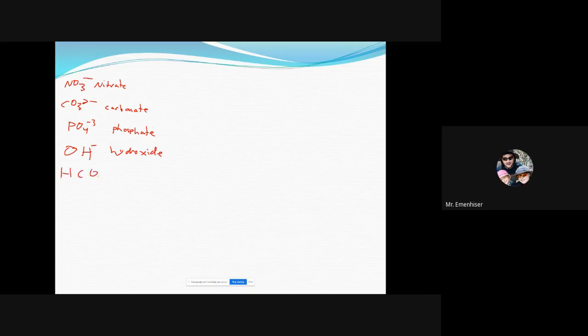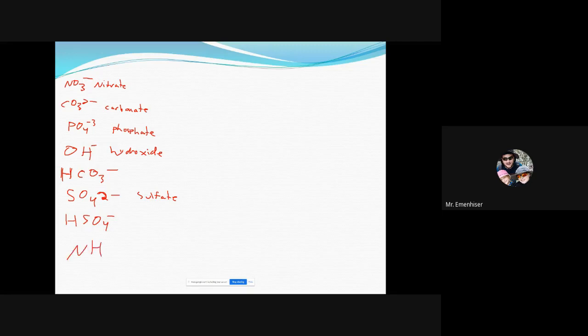Hydrogen carbonate. Okay, and I'll give you guys a list of these. I'm just going to do them. So hydrogen carbonate. Sulfate is a very common one. Hydrogen sulfate with a -1. The sulfate is a -2, by the way, guys. Sorry, it's a -2. So 1 sulfur, 4 oxygens, and a -2.